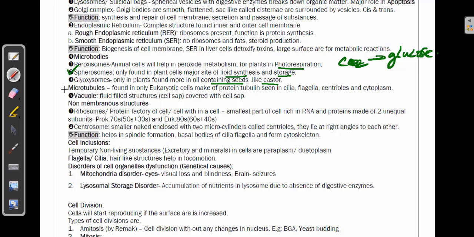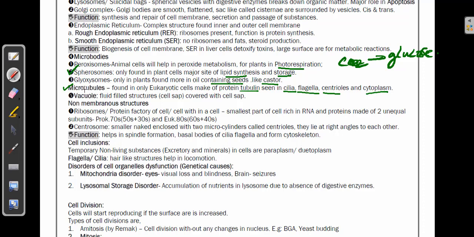So the next structures are nothing but microtubules. The microtubules are found in eukaryotic cells. They have the special protein called tubulin, and these are found in cilia, the hair-like structures, and flagella, the locomotory structures. You can see them near the nucleus, the centrioles, and in the cytoplasm as well. So centrioles we're going to learn soon, and the cytoplasm requires the skeleton. So the skeleton will be mostly provided by the microtubules.